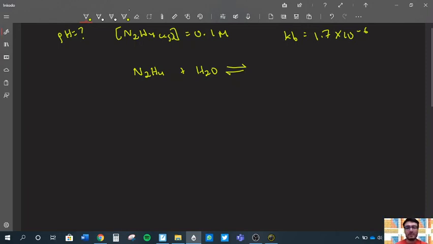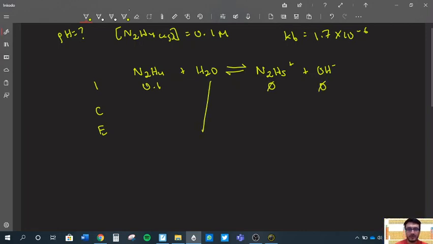You're given a Kb value. This base is going to accept a proton. It's going to behave like a Brønsted-Lowry base. So we're going to get N2H5+. That's it. And that comes from H2O, which means we have this conjugate here now. And ice table. Okay, from the question, 0.1, a line right through water, 0, 0, times 0, negative x, all proportional to their coefficients.